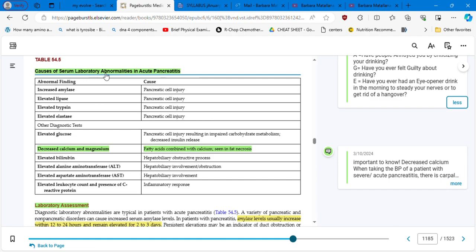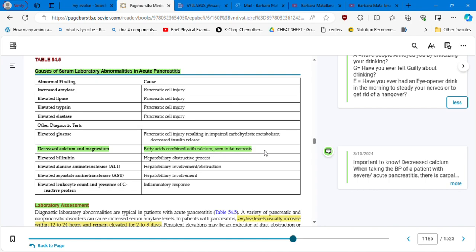Causes of serum laboratory abnormalities in acute pancreatitis. Basically, you are going to see all the enzymes, the amylase, lipase, trypsin and elastase. They are going to be elevated, increased, and this is telling you that there is a pancreatic cell injury going on. Elevated glucose and decreased calcium and magnesium, and this is due to fatty acids combined with calcium seen in fat necrosis.